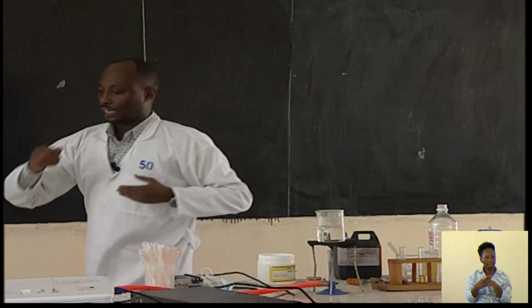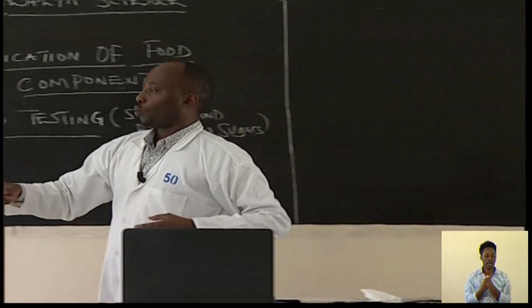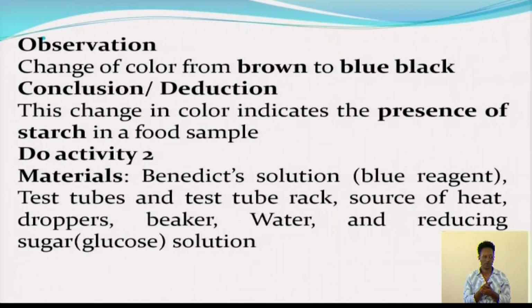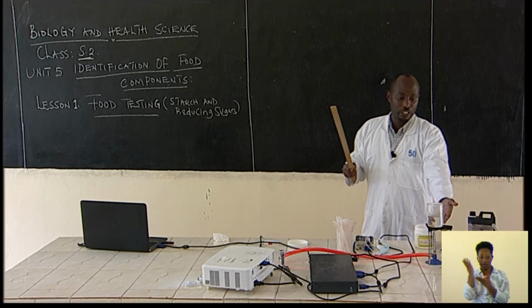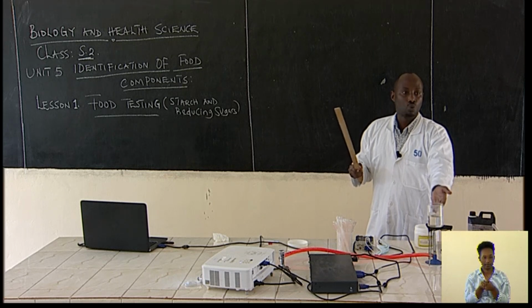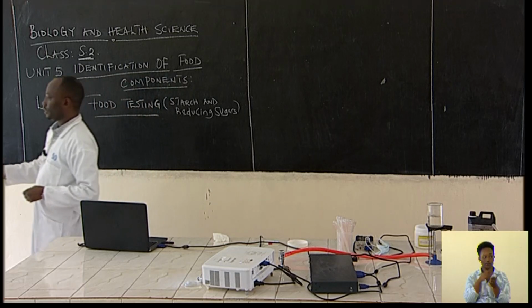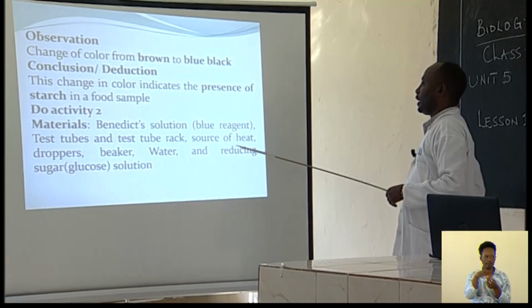Let us go to the materials that are going to be used. One, we are going to use a solution which is called Benedict's solution. We have seen that Benedict's solution is a blue reagent. We are going to use test tubes, and also a test tube holder. That one is a test tube holder. And a source of heat. Here you can see a Bunsen burner. This is water boiling. And I'm going to use droppers, a beaker, water, and reducing sugars.